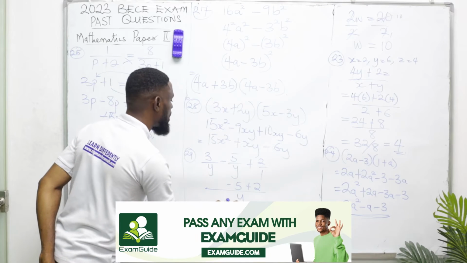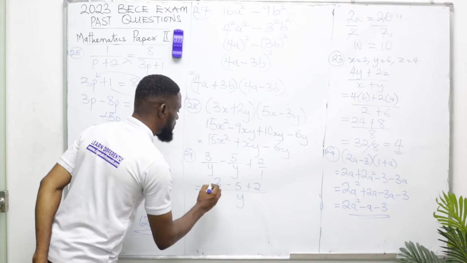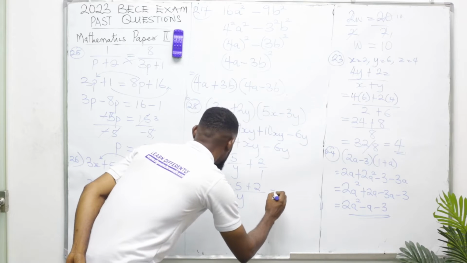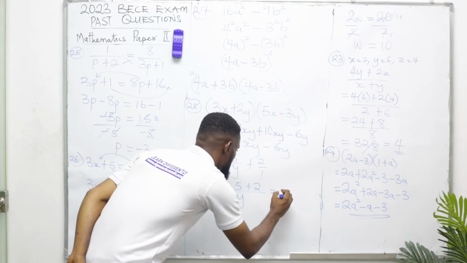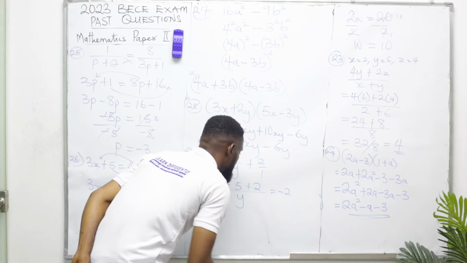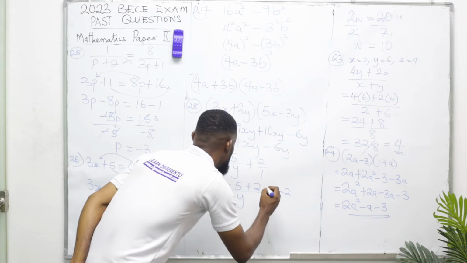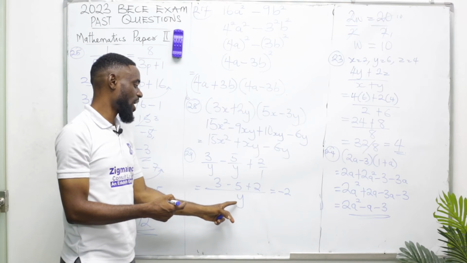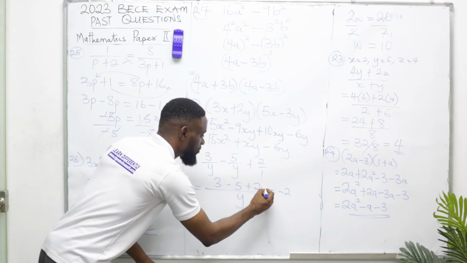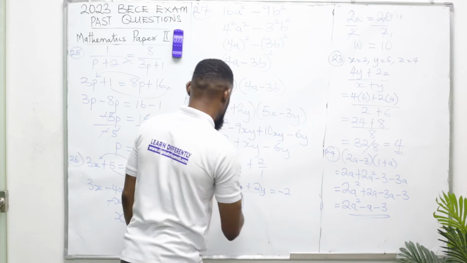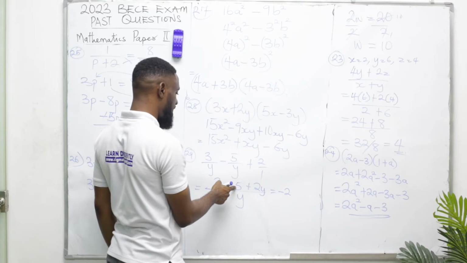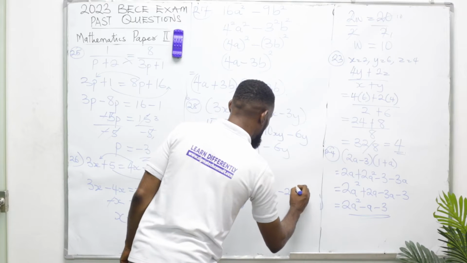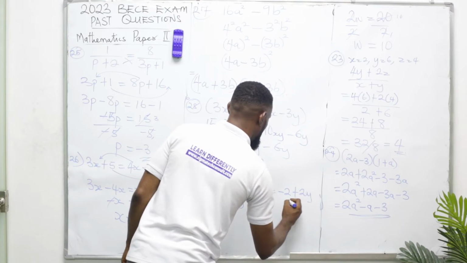Y divided by y is 1, times 3 is 3, right? So what that means is we have 3 minus 5, which is minus 2, plus 2y. Remember, this is 2y: 1 divided by y is y, and y times 2 is 2y. Don't forget that. So 3 minus 5 is minus 2, so this is minus 2 plus 2y all over y.